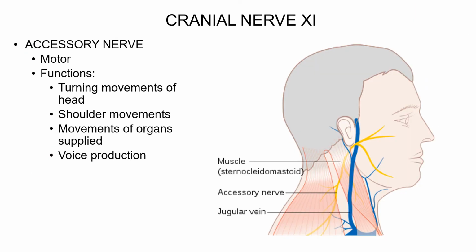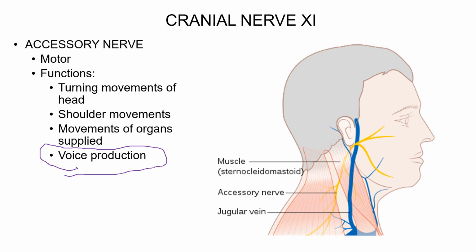Cranial nerve 11 is called the accessory nerve. This is a 100% motor nerve. And as you can see in the picture, it does have several different branches. Some of the branches go towards the tongue and voice box area, and it helps you with your speech production, your voice production. But then the rest of it goes to these two very, very large muscles.